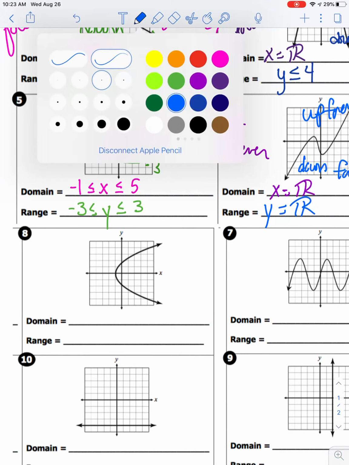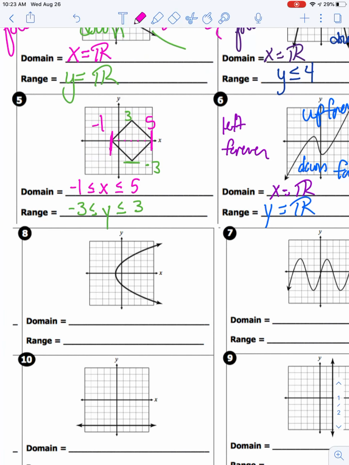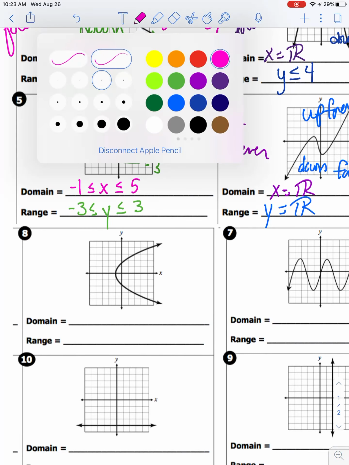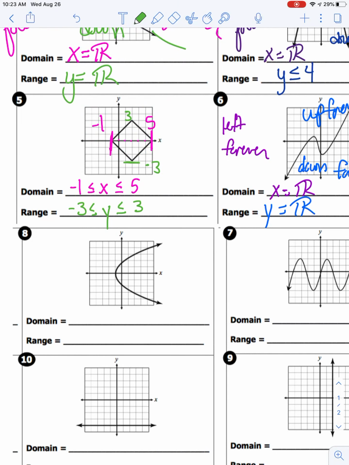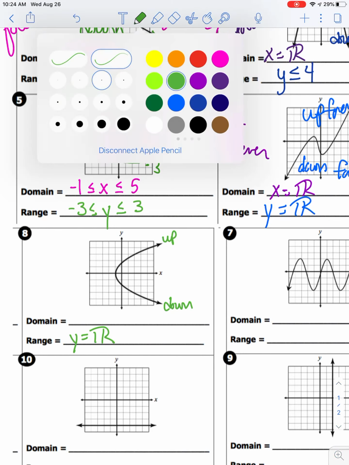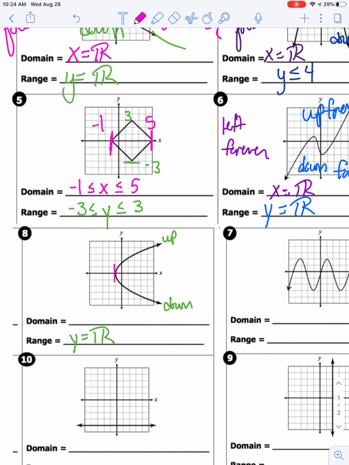All right, now in number 8, only one of them is all real numbers, and I'd be really proud of you if you could tell me which one. Take a look at it. The y values. See how this arrowhead is constantly going up and it's constantly going down? That means my y's are all real numbers. However, the x's are limited. See how it has a lowest value of -1? But it does go to the right forever. That means x is greater than or equal to -1 since it touches -1.